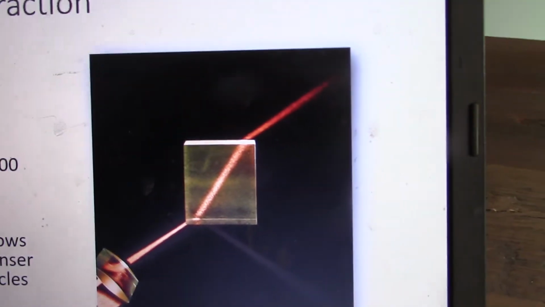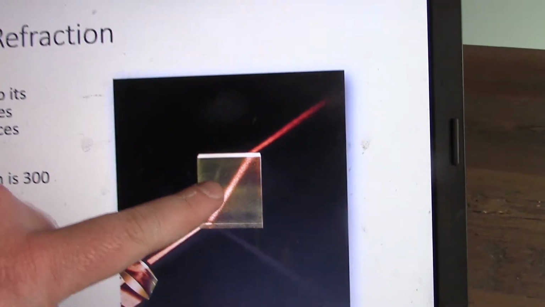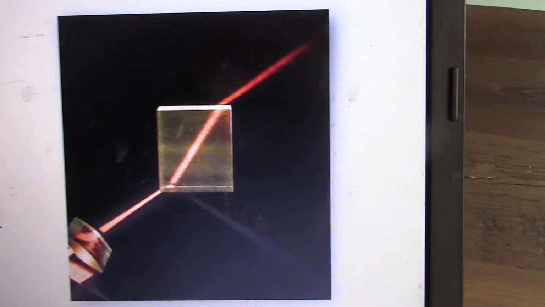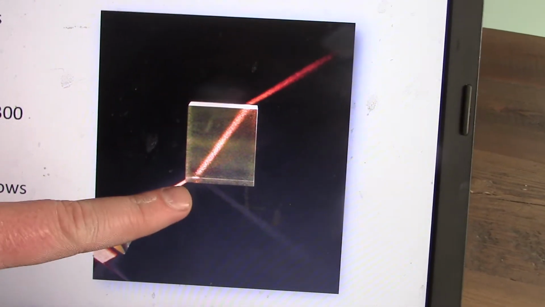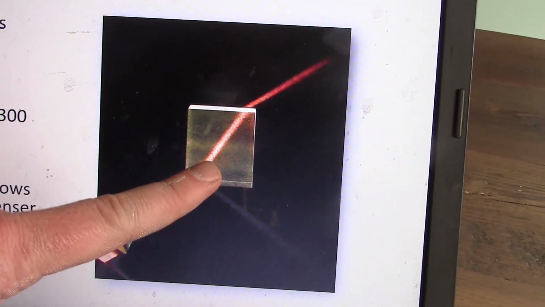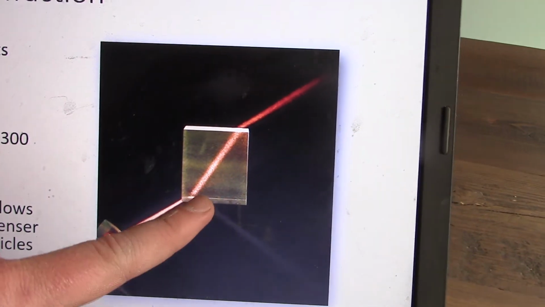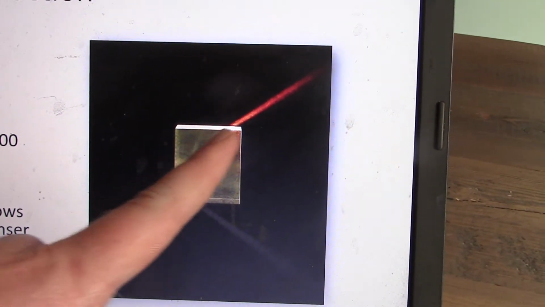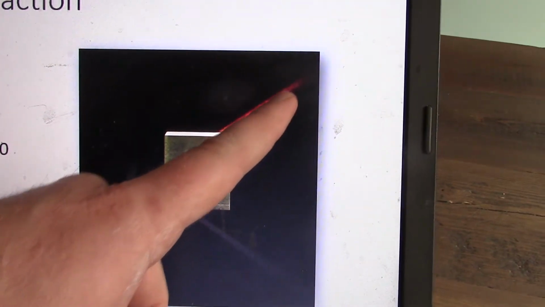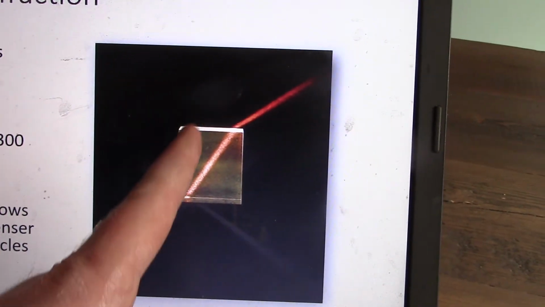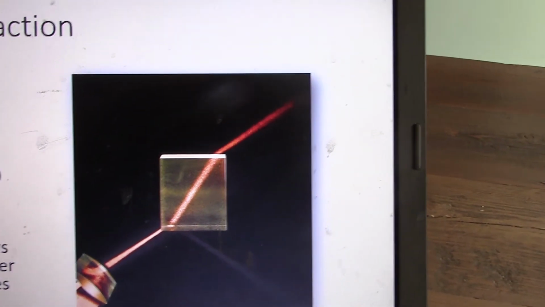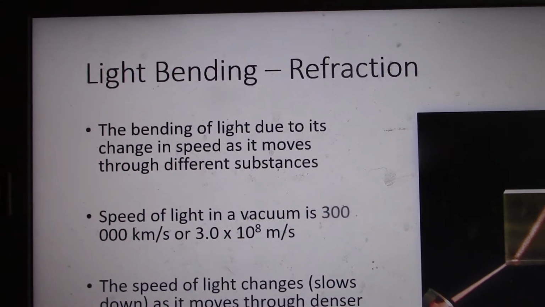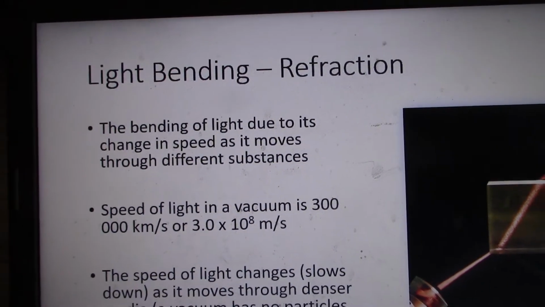Right? So the reason why light bends is because as it moves through a denser medium, so this is a crystal, it slows down, and that changes its trajectory. This is when it bends towards the incoming beam, that's called bending towards the normal. So it bends towards the normal when it slows down, and then as it leaves and enters a less dense medium, it bends away from the normal. So it's kind of this imaginary 90-degree line. Okay, so the bending of light due to its change in speed as it moves through different substances is refraction.